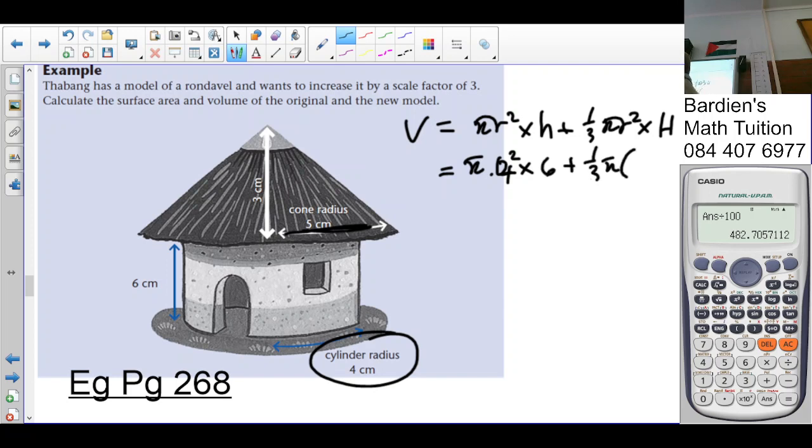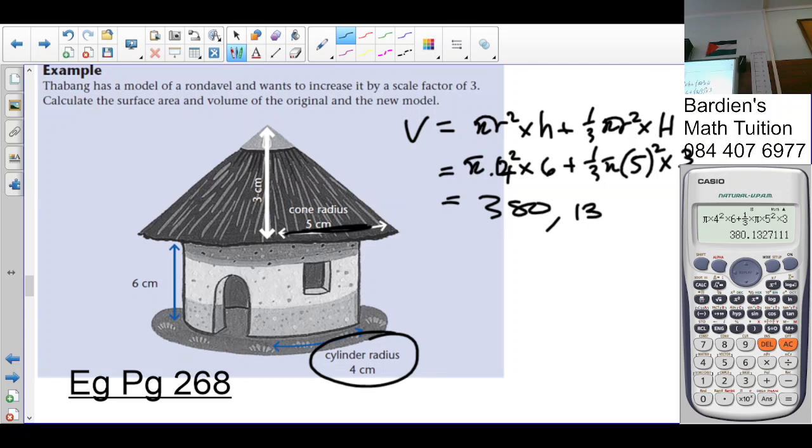Plus a third pi. What's the radius? 2.5 squared times the height of the cone, which is 3. So that gives us pi times 2.5 squared times 6 plus a third times pi times 2.5 squared times 3, which is 121 pi, which is 380.13. The radius of the cylinder is 2.5, and the diameter is 5. But you get the idea.